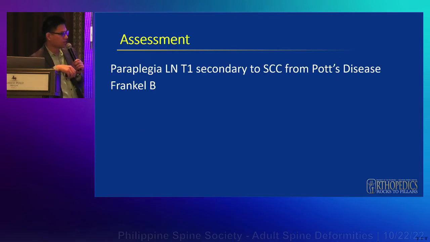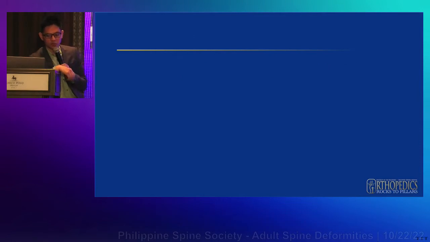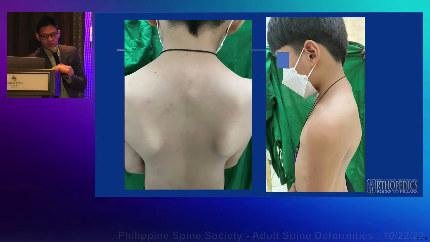So at this point, the diagnosis for this patient is paraplegia, last normal T1, secondary to spinal cord compression from Pott's disease. He was still a Frankel B given the sacral sparing from S2 to S5. So this patient was actually already advised surgery at this point for deformity correction and to improve the recovery rate. However, he could not obtain consent for this patient, and he was still on constant follow-up with our clinic.